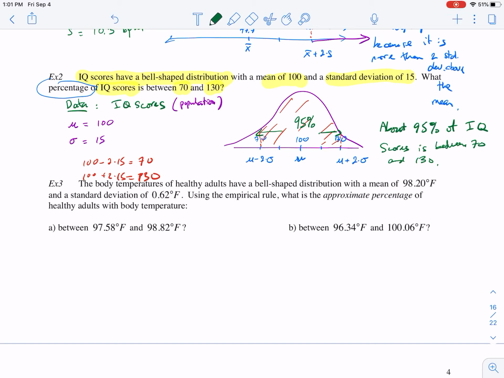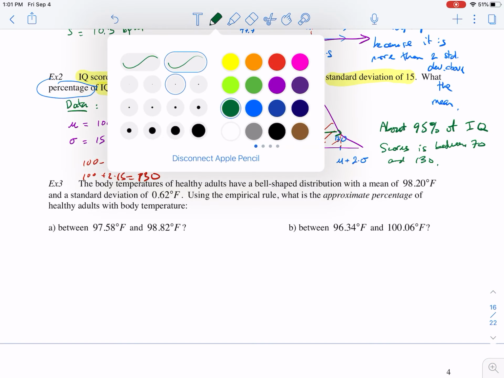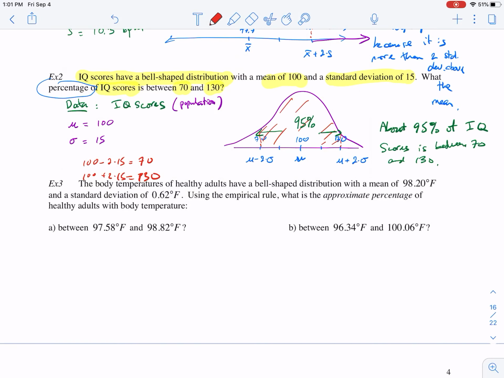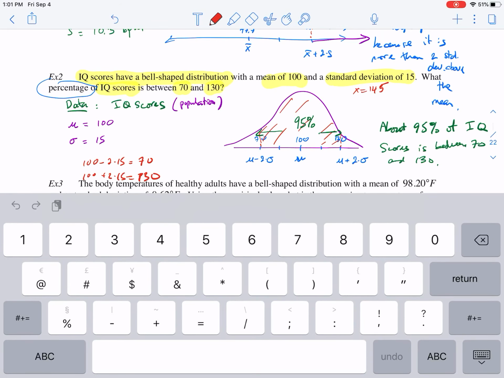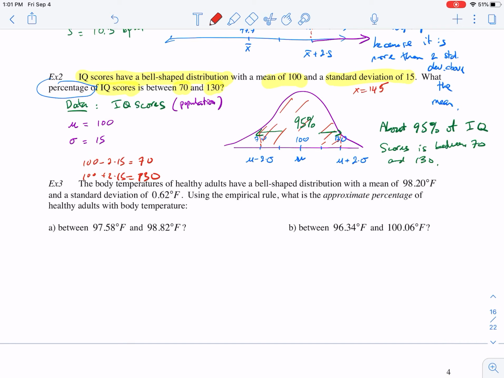Or let's say a person has an IQ score of 145. We can say that this person is smarter than 95% of the people, or is in the top in a certain percentile. And that's what the next lesson is, the measure of position, to figure out how this compares to the rest of the data values. So that's kind of interesting.